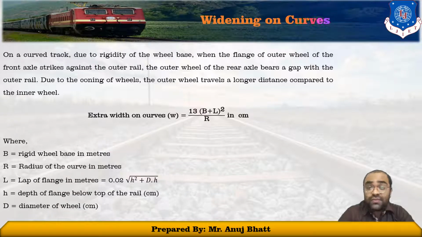Okay, so from this we can find out how much extra width we have to provide on that particular track at the curve side. Clear? So this is about the widening on the curves.